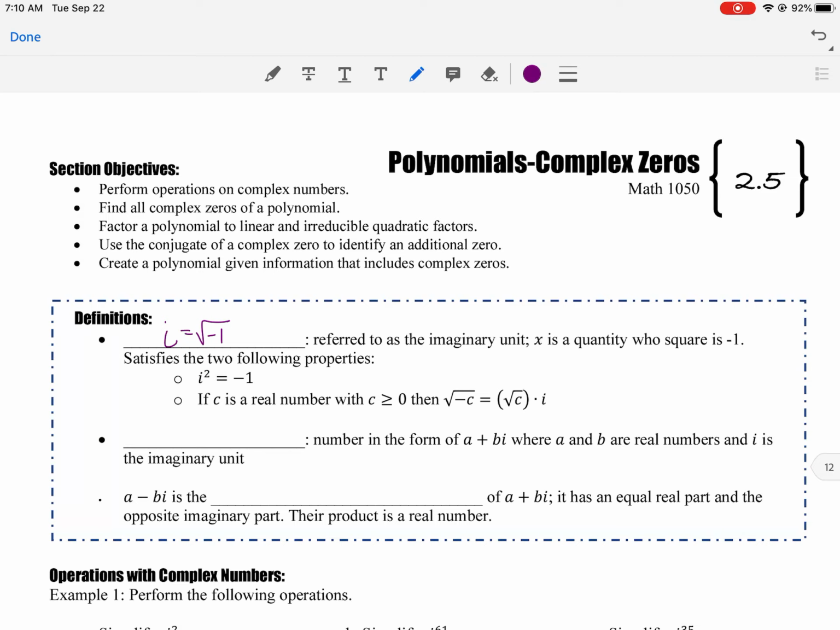Or you can think about it as whenever you take the square root of some negative number, right, it's equal to the square root of that positive number times i. If you have a number in the format a plus bi, where a and b are real numbers and i is the imaginary unit, we call that a complex number.